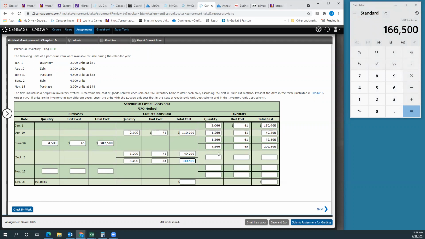So for our quantity now remaining, we've sold all of the older units, and we've sold 3,700 of the newer units. So 4,500 minus 3,700, we still have 800 of those newer $45 units sitting there in inventory. 800 times 45 will give me the total cost of those units sitting in inventory. On November 15th, we purchased 2,000 more units at a cost of 48.